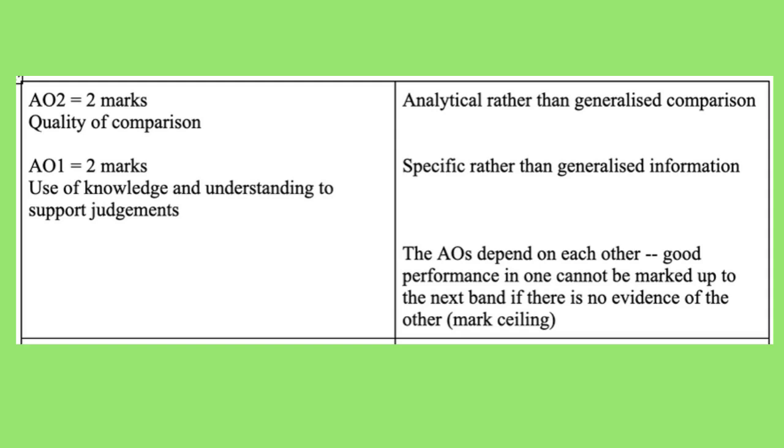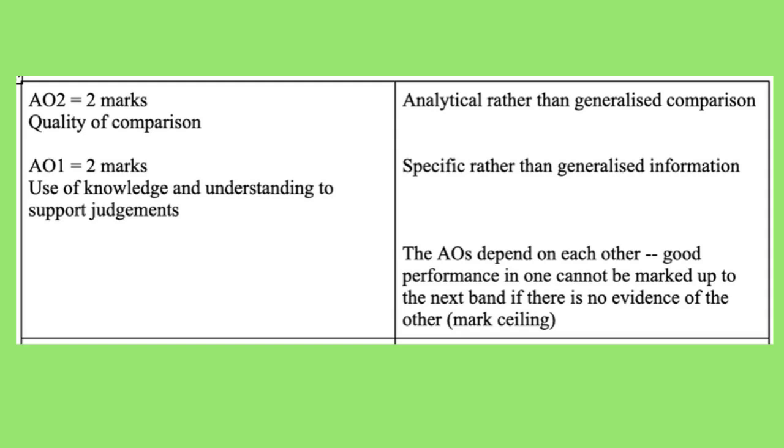Now that means that you need to be analytical rather than generalised. So rather than saying that in period A they did this, but in period B they did this, you need to explain why was that different, why did it change, what was the significance of those changes. By explaining the statements that you make, you show that you can be analytical rather than general, and therefore score higher on AO2.